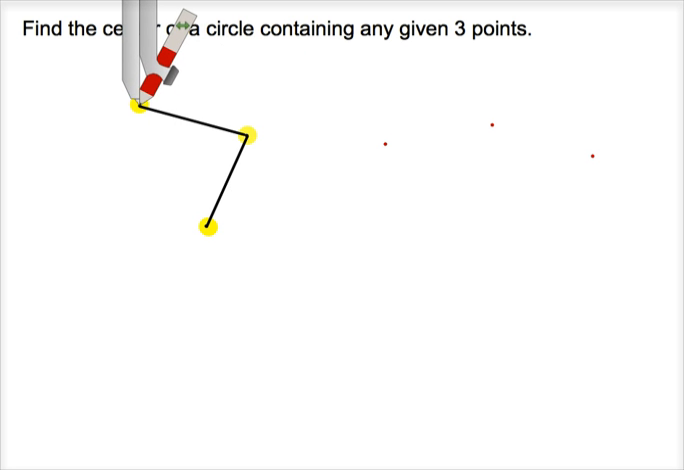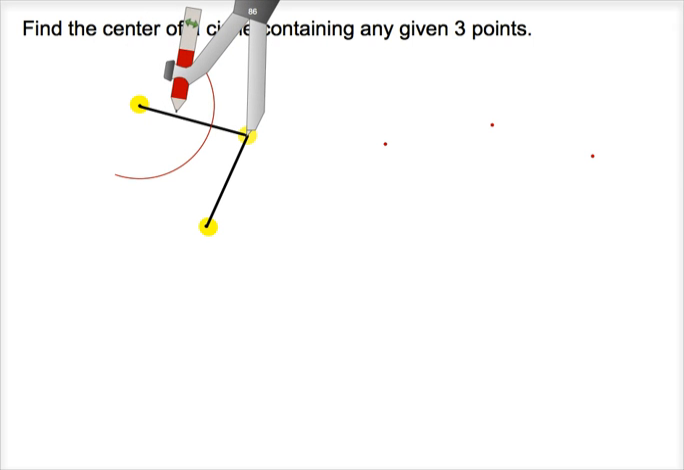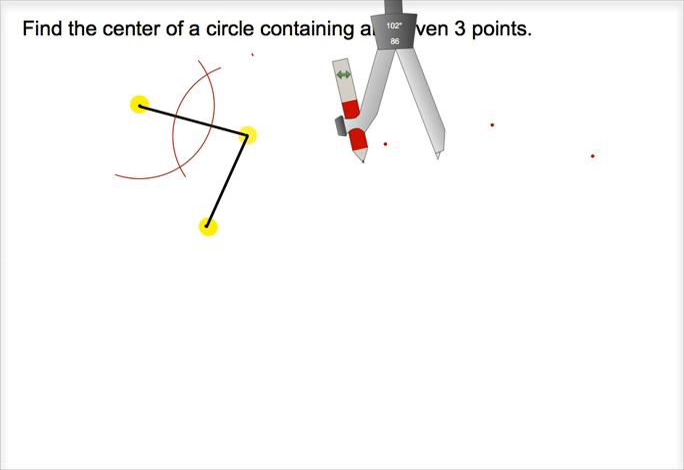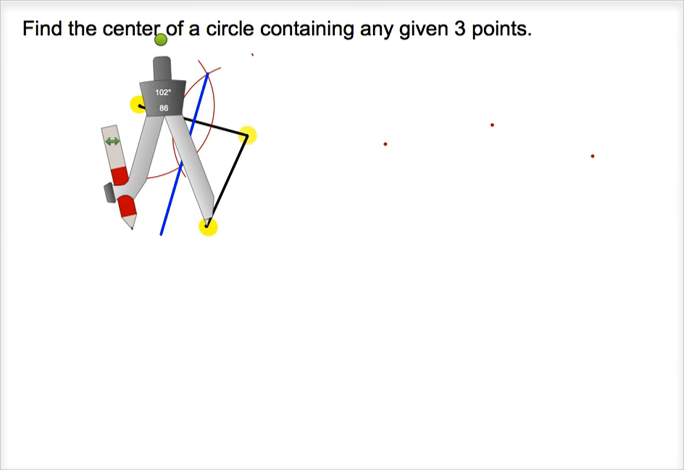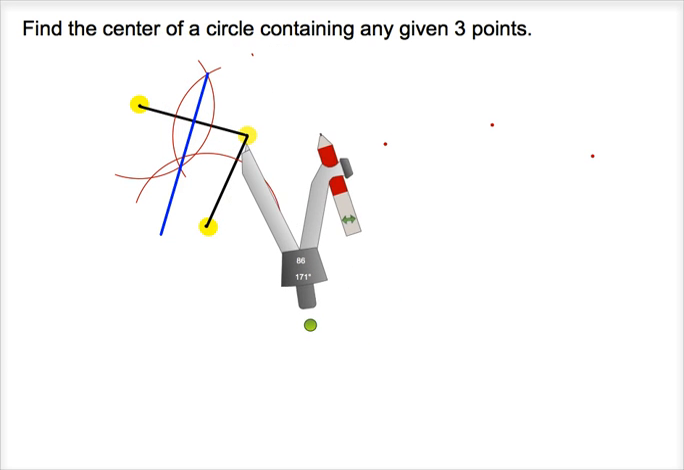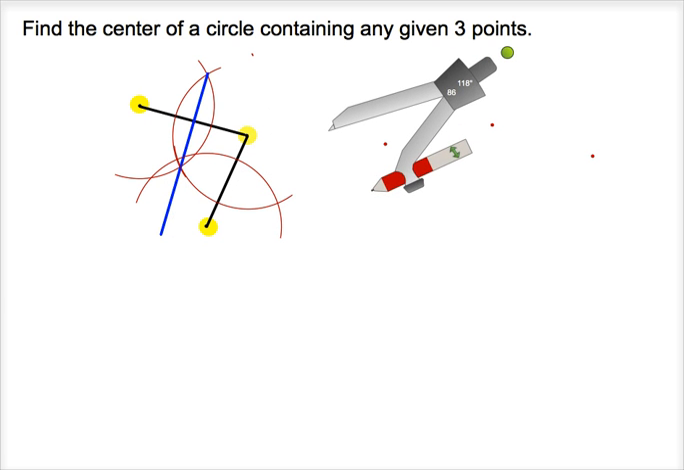So creating the perpendicular bisector, I open my compass up to more than halfway. Swing an arc. And I'm going to draw in this perpendicular bisector. Now I'm just going to create the perpendicular bisector between the other 2 points, and draw it in.